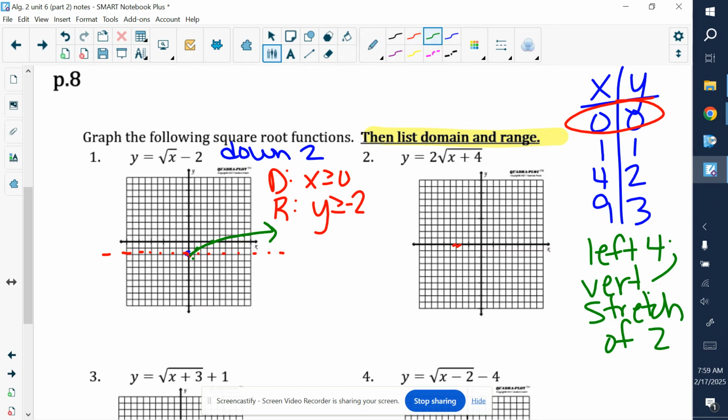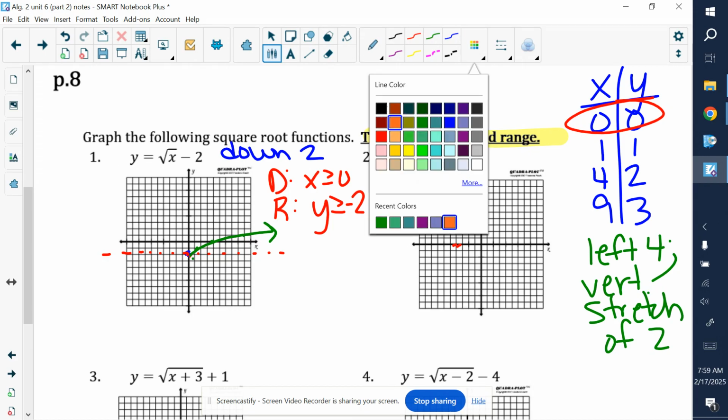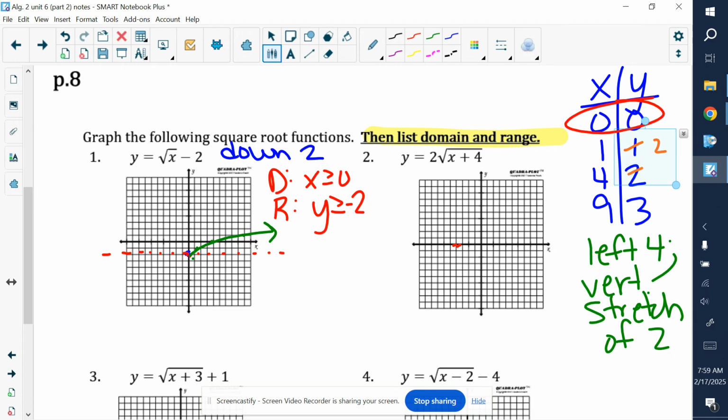Now, a vertical stretch of 2 means I'm going to double each of these. So instead of over 1, up 1, I'm going to go over 1, up 2. I'm going to go over 4, up 4. Over 9, up 6.